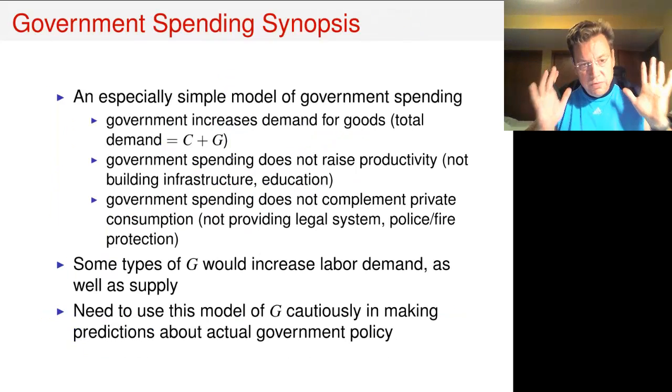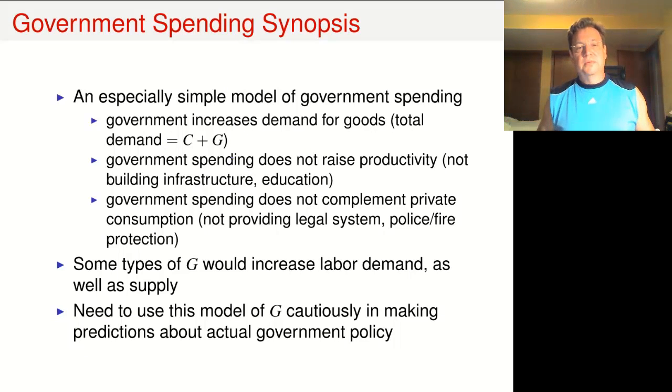This is a really simple model of government spending. So government increases the demand for goods. That increase in government consumption does nothing to raise productivity. So this is not government spending on highways or infrastructure, education. It doesn't do anything to complement private consumption. So the government's not providing a legal system or police and fire protection.